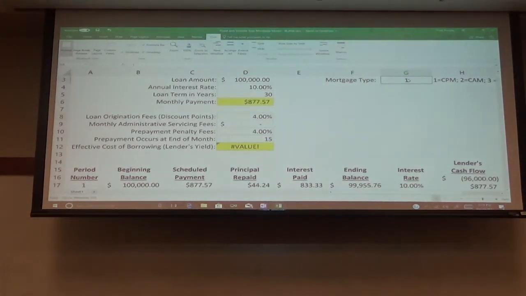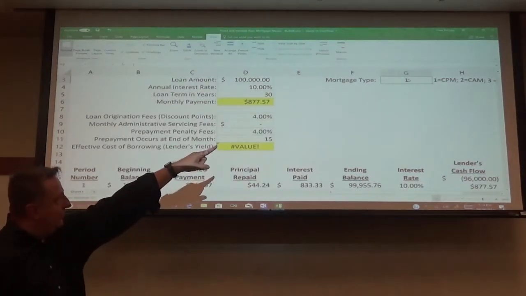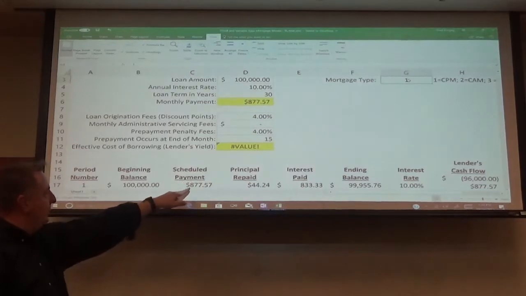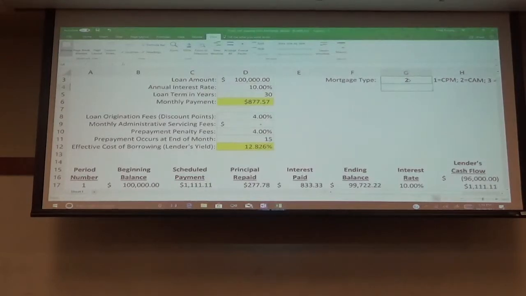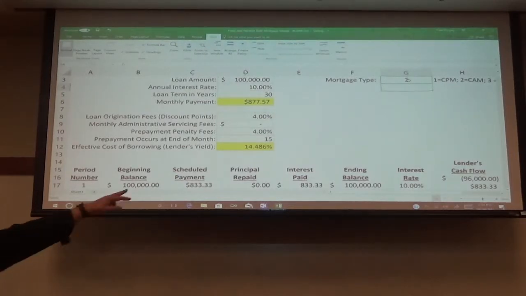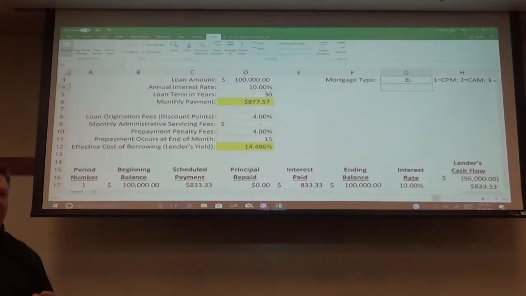All right, so let's just see if that worked. So, we know that if the value up there for a constant payment mortgage is 1, this should be $877.57. If it's 2, $1111. Awesome. And if it's 3, no, it should be $833.33 because once again, there's just a payment. Okay. Now, let's take this one. Blow it up a little bit so everybody can see it.